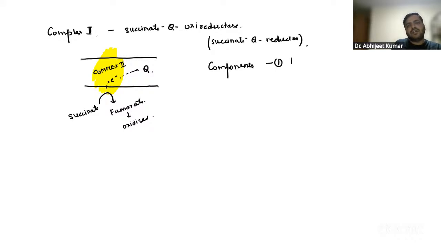Now what are the components that you have to remember? One is FAD, and the second one is the iron sulfur complex.